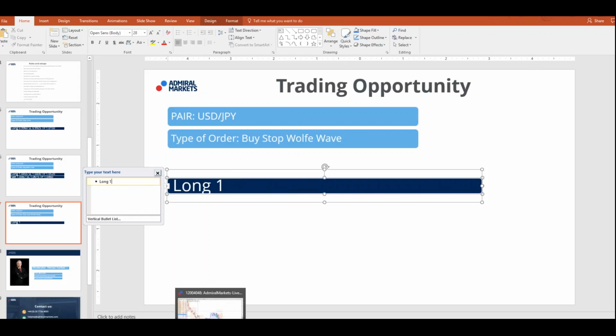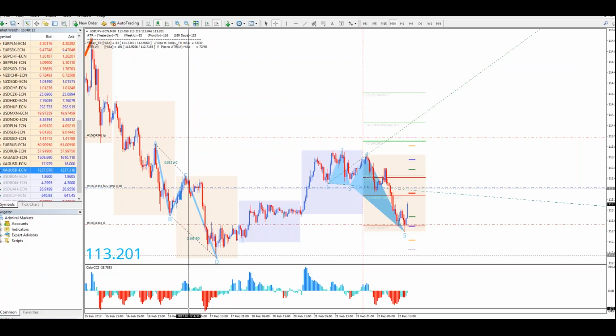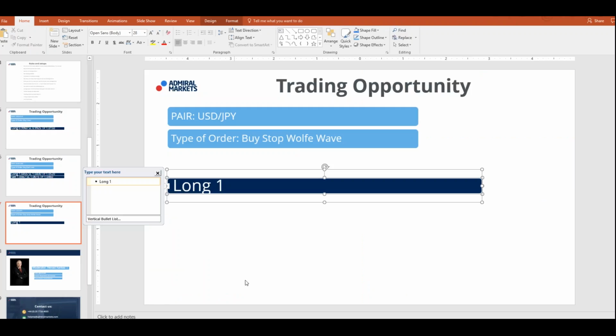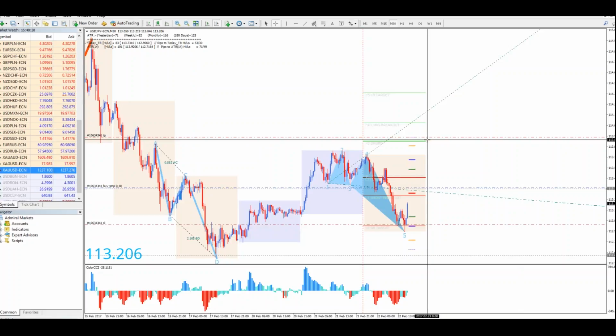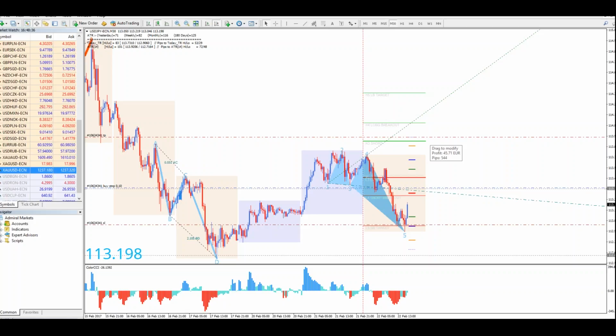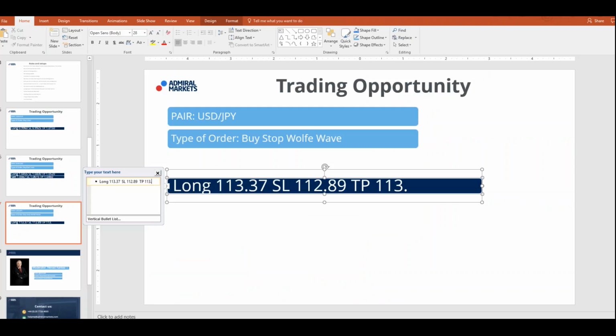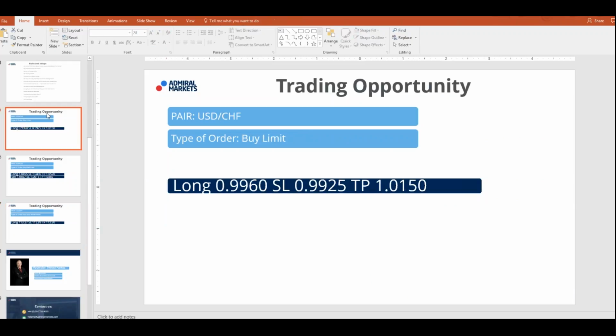Let me see once more. Okay, 113.37. Stop loss 112.98. Well, we can actually lower the TP, but I am okay really to go with this. Not that much, but it's still good, guys. 113.90. Okay, it's good. Why not? It's wolf wave. Okay, so like this. And that's it for today.